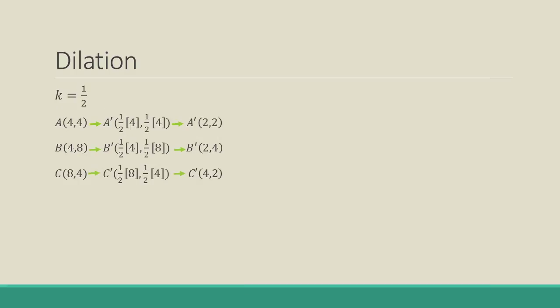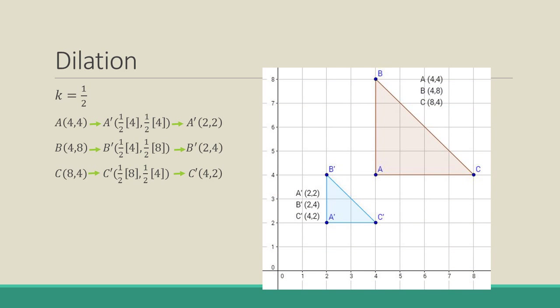And then lastly, we have an example where k is 1/2, which is less than 1. So we know our shape's going to be getting smaller. And you do the same thing: you multiply all the points by 1/2. So you get a new A, B, and C. So in this picture, we have our red triangle. It's pretty big. And then we make it half that size, and we get a blue triangle.